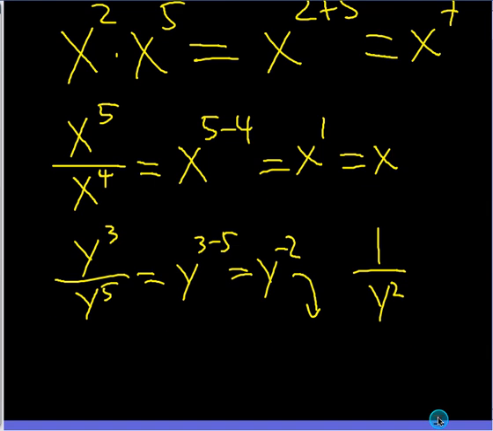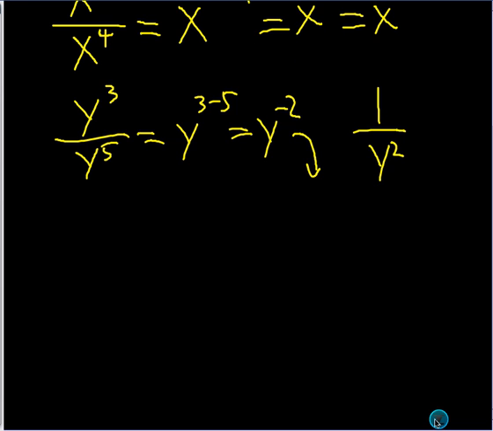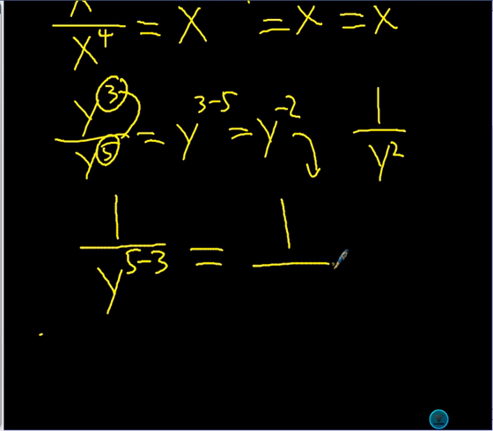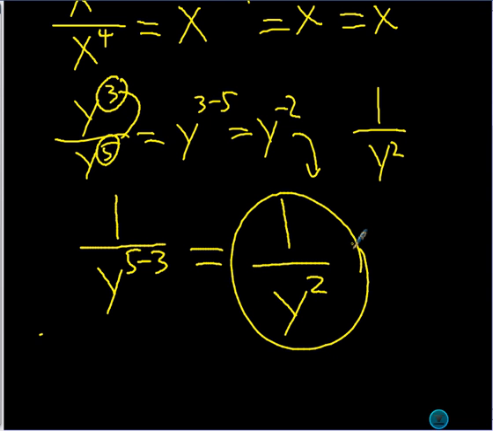Keep in mind, that's what I mentioned earlier today, the little trick of saying, take the smaller one and subtract it from the larger and leave that variable where it is. So I take the 3 and I subtract it from the 5, and it was in the denominator, and so it's going to stay. And so now it's 1 over y to the 5 minus 3, which is 2. Get the same answer, and I don't have to deal with the negative exponent.